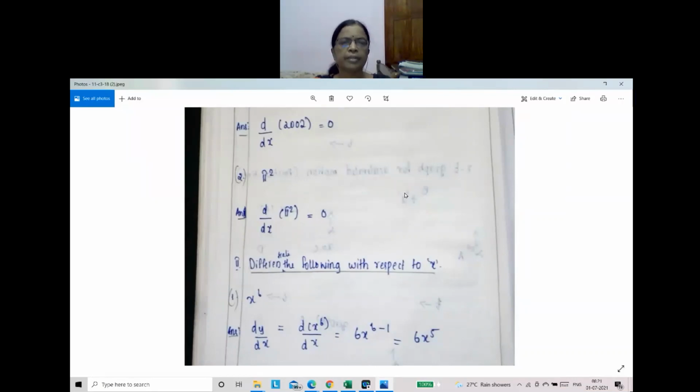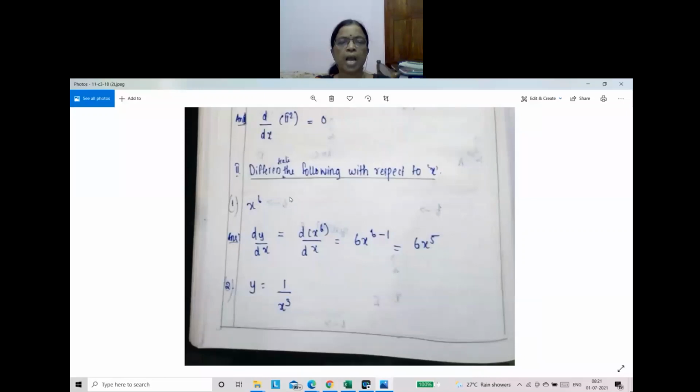d by dx of 6 is 0, a constant. That is the first formula we applied. Next formula: differentiate the following with respect to x. x raised to 6. A quantity x has a power of 6. How will you differentiate a quantity involving a power?